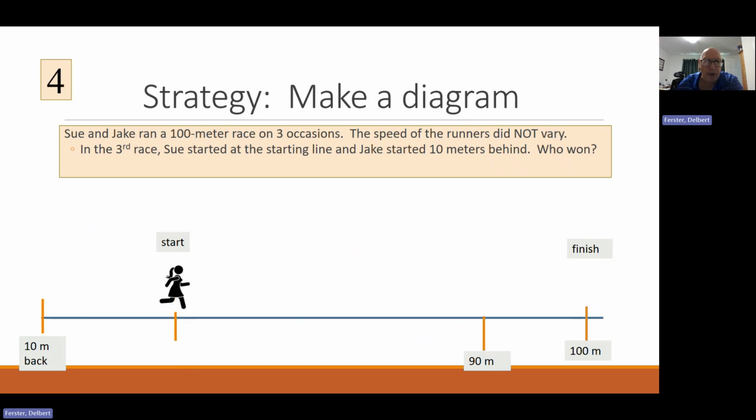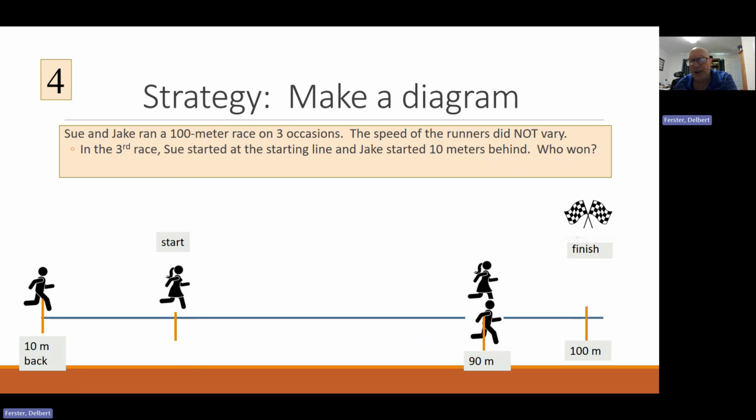Okay, let me put my people up there. There's Sue, she's getting ready to go, and there's Jake lined up 10 meters back, guns up, boom, there they go. And now there's the finish line down the stretch. And oh, baby, look at that, will you? At the 90-meter mark, they are exactly tied. So what's happened is Sue has run her 90 meters and Jake has run his 100 meters, and they are dead even at 90 meters out with 10 meters to go to get to the finish line.